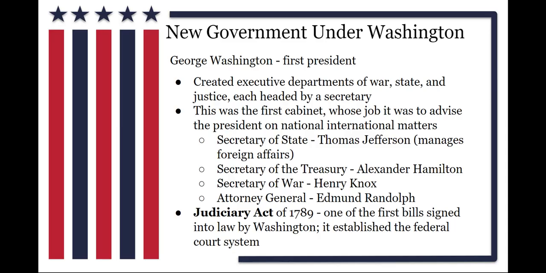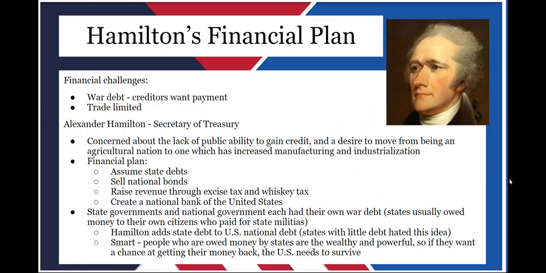And then, of course, you have Secretary of War Henry Knox and the Attorney General, also part of the cabinet, Edmund Randolph. Another thing that Washington does as president, one of the first bills he signs into law from the legislature, is the Judiciary Act of 1789. This, of course, establishes the federal court system. This was really an important one as well to help establish the precedents of the new United States.